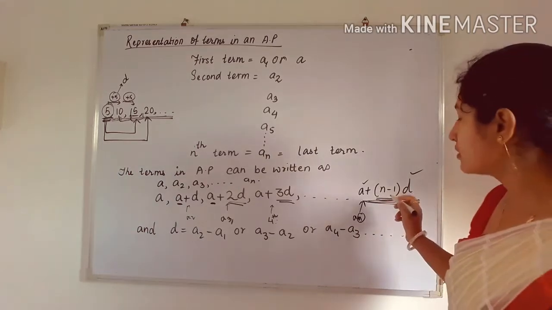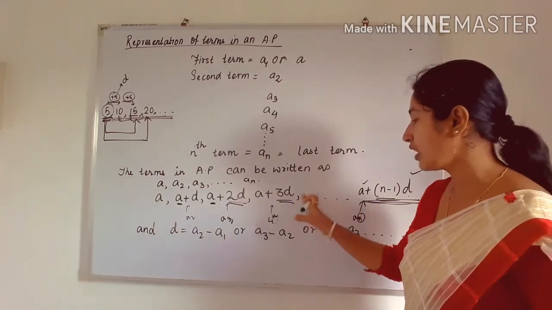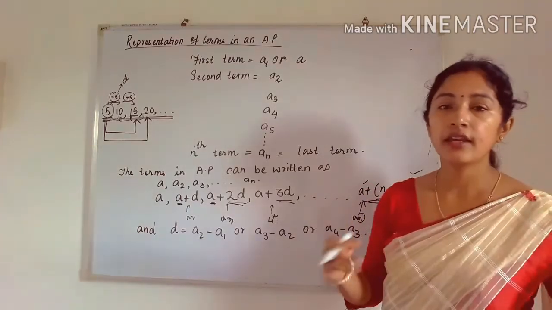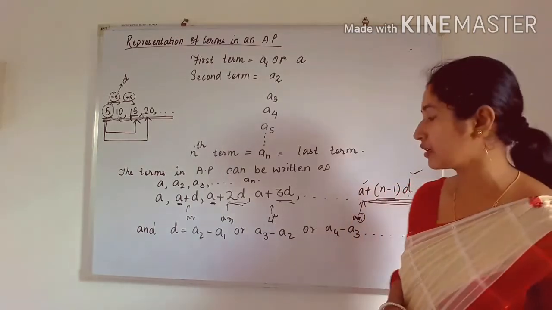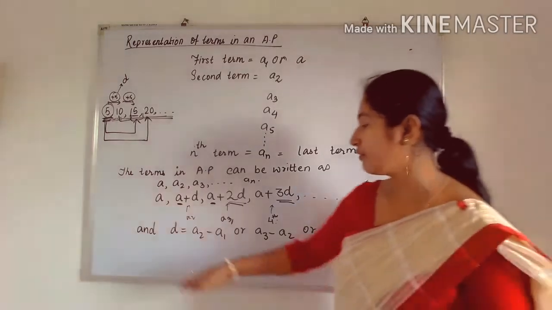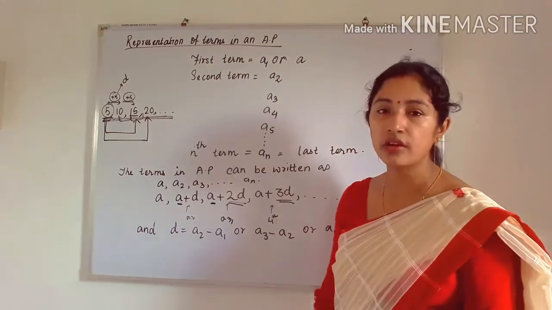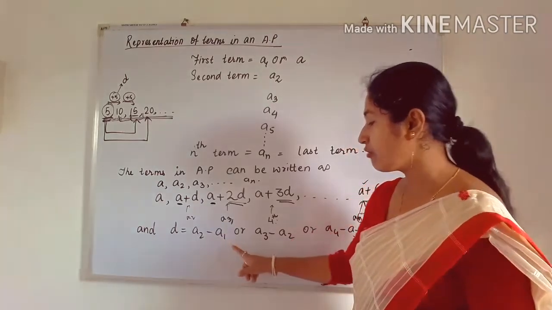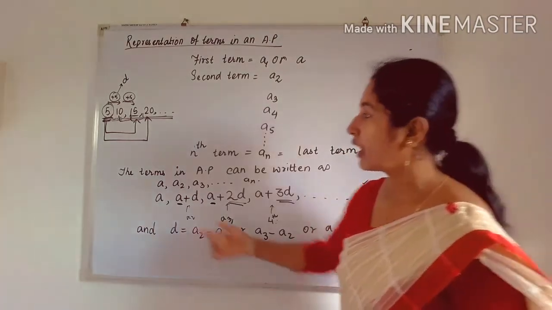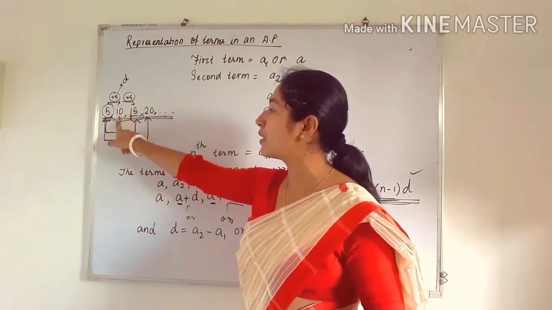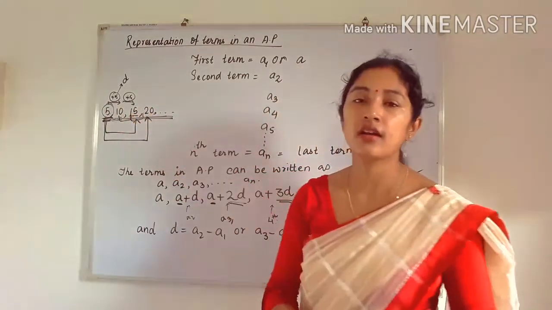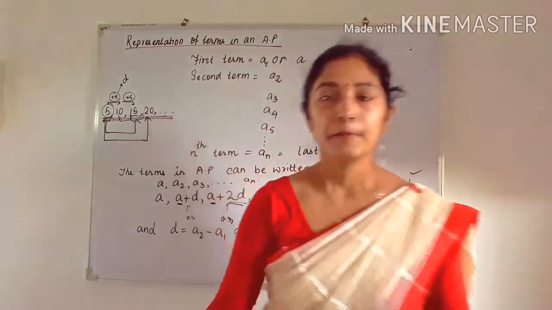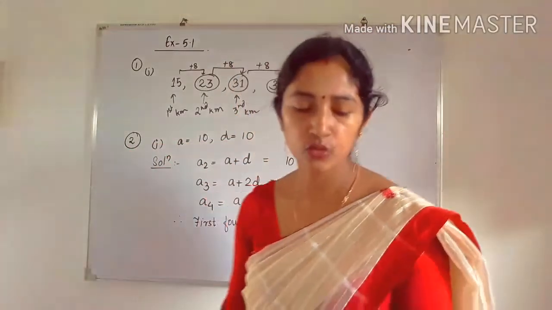Okay. So first just remember up to this: a plus 3d, a plus 4d like this, and the nth term I will discuss after this first exercise. So how to find the common difference? We can find the common difference, as I already told you, by subtracting like this. Okay, a2 minus a1, that means second term minus first term, or third term minus second term, or fourth term minus third term. That means the difference between two consecutive terms is the common difference. Okay. So next come to the first exercise.